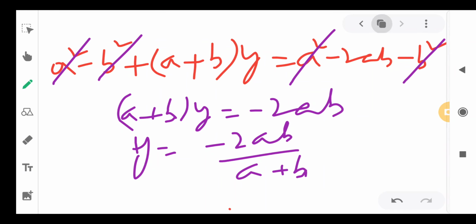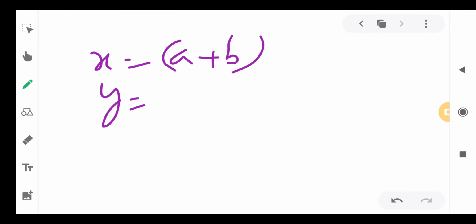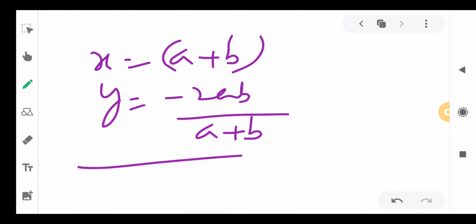So finally, the value of x we got is a plus b, and the value of y we got is minus 2ab by (a plus b). These are the values of x and y by the elimination method. Okay, hope you understood. You can cross check these values by putting them back into any one of the equations. You will be satisfied. Okay, we'll stop here.